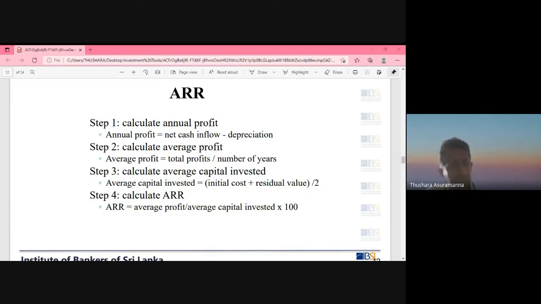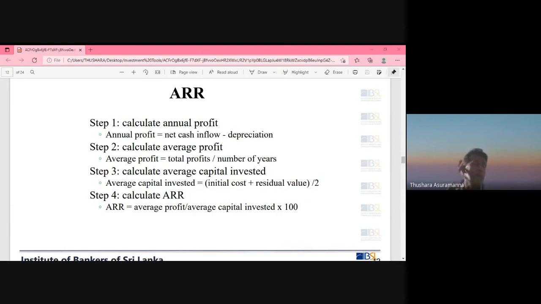Third, average investment: initial cost plus residual value, divided by 2. Because initially there is an investment, that's about 100,000. And finally you also have some investment left over, maybe 40,000 or whatever, as you mentioned, 20,000 average investment. Then you know average profit, you have average investment, dividing one by the other, you get the ARR. I think the steps are 1, 2, 3, and 4.